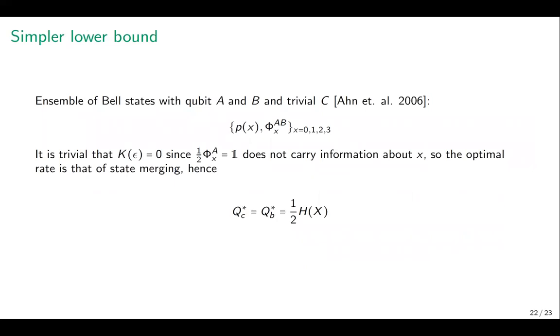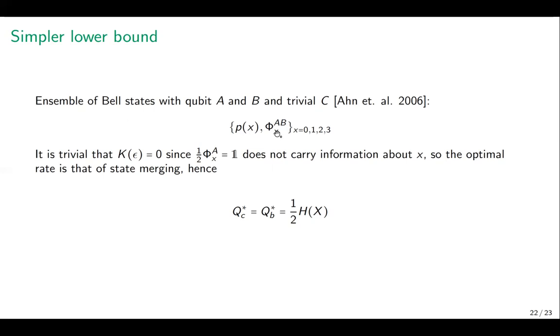Another important example where we have a simplified rate function is for this ensemble of Bell states. This example is from the paper by An and the other co-authors from 2006. So let's suppose that we have an ensemble of Bell states with probability distribution Px. And of course, if we trace out this system B here, we are going to obtain the same state for system A for any given x, right?